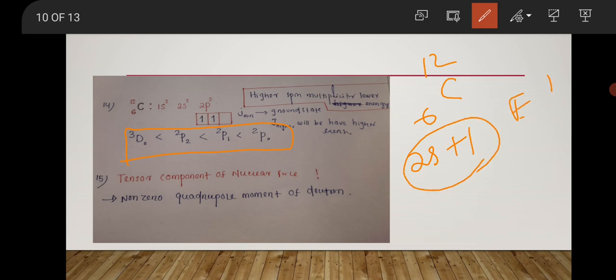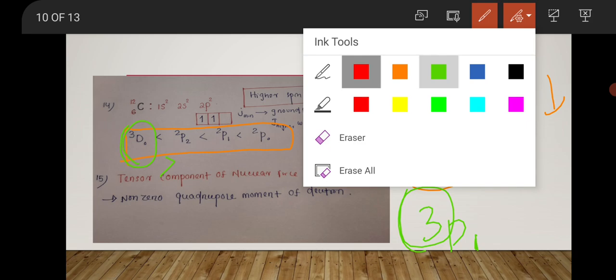So energy will be low for the higher spin multiplicity. Okay, so if we see the four options, all the remaining options have terms like 3d0, 3d1, but I am concerned about this factor, because the spin multiplicity was greater. So it cannot be possible, because if spin multiplicity is higher, then energy will be low. So this option will be correct.